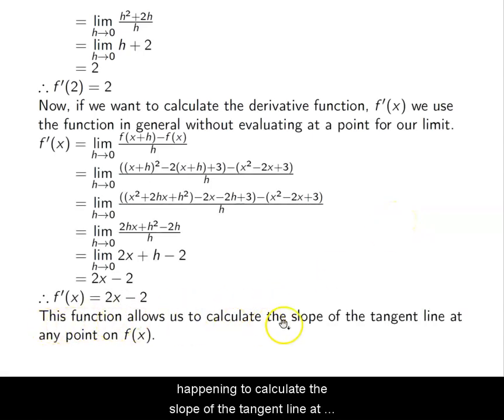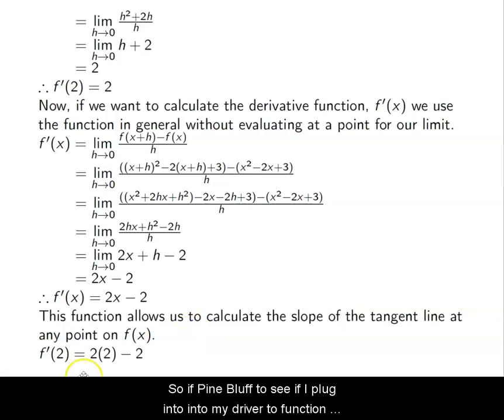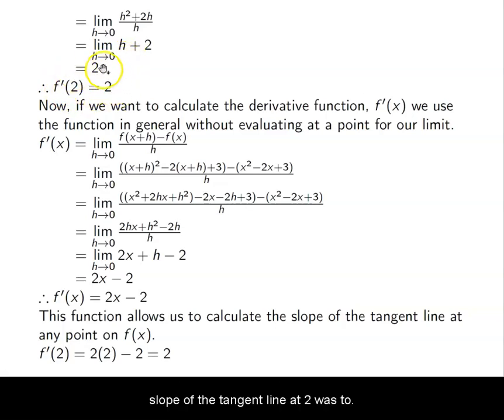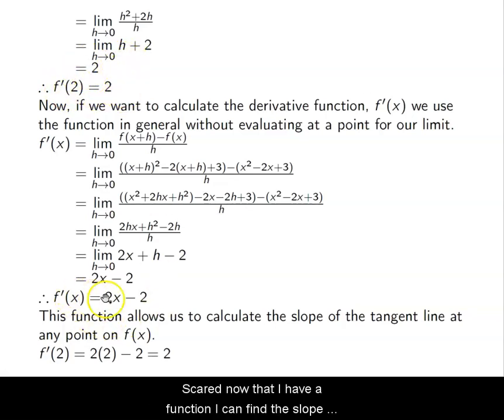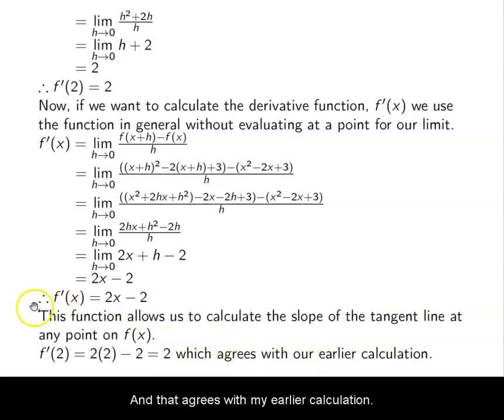Okay, so this function allows us to calculate the slope of the tangent line at any point on our original quadratic function. So f prime of 2. If I plug in 2 into my derivative function, I get 2 times 2 minus 2, which is 2. So that agrees, right? When I found f prime of 2 before, I found that the slope of the tangent line at 2 was 2. Here, now that I have a function, I can find the slope of the tangent line at any point on my function. So let's go ahead and compare. I plugged in 2, and I got out 2 as well. Okay, and that agrees with my earlier calculation.